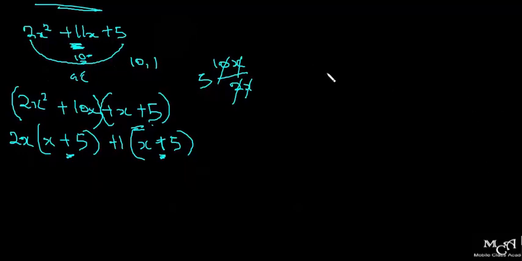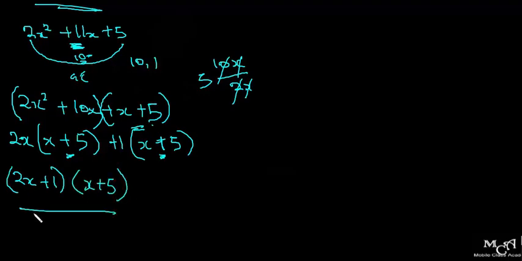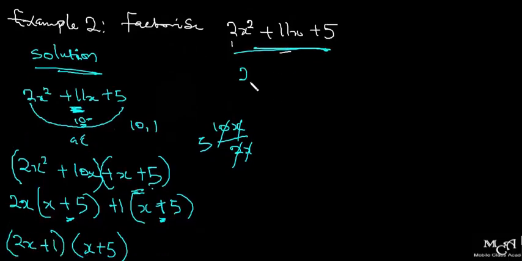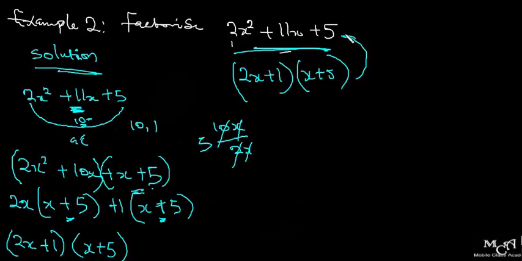Now, everything outside the bracket, to bring them together, we have 2x plus 1 in bracket. Then we pick 1 from x plus 5. We have x plus 5. So this is the solution of our factorization. This is our factorization we have up here. The solution is 2x plus 1, x plus 5. So this is the answer to this question. Are you with me?